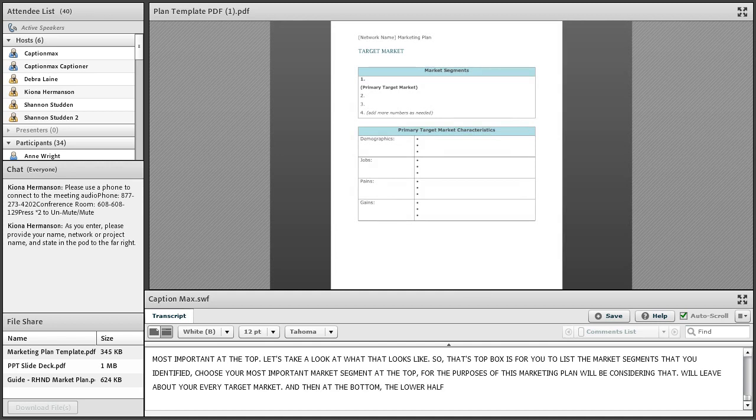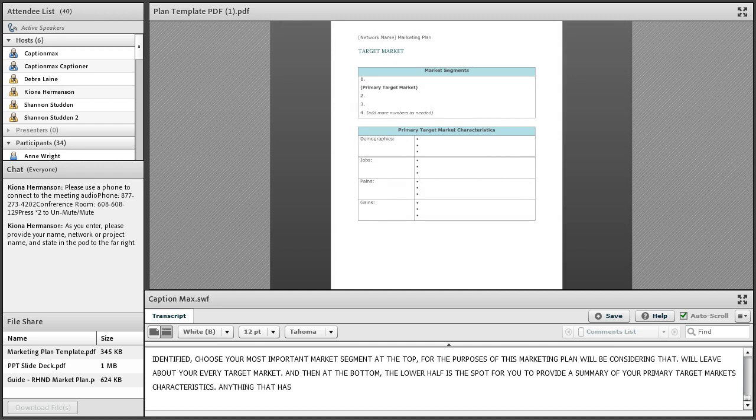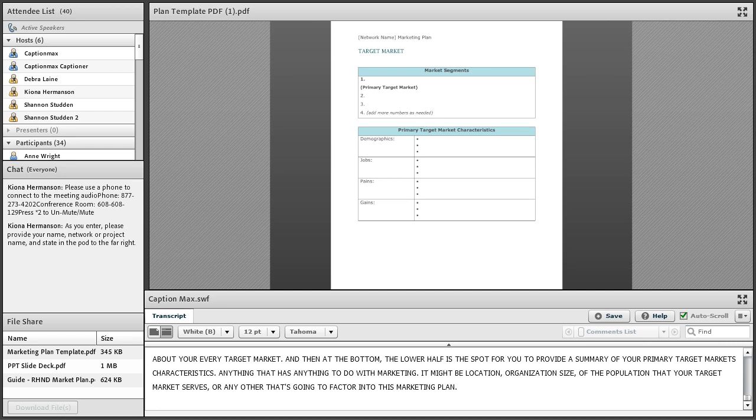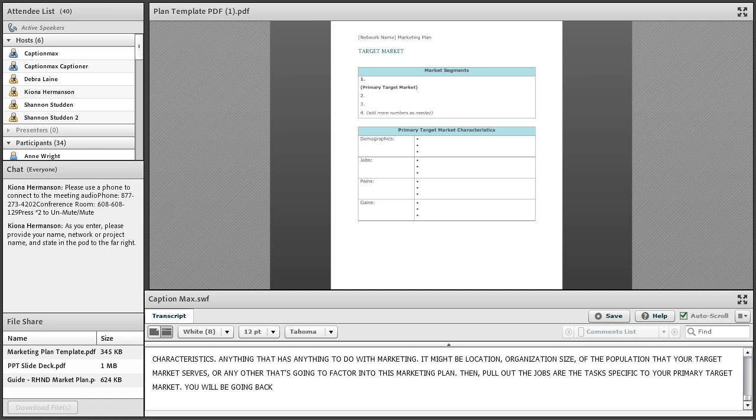So that top box is for you to list the market segments that you identified. Choose your most important market segment at the top. For the purposes of this marketing plan, we'll be considering that your most important market. We'll be labeling that your primary target market. And then the lower half of this page is the spot for you to provide a summary of your primary target market's characteristics. So any relevant information, anything that has anything to do with marketing. It might be location, it might be organization size, it might be the population that your target market serves, any other important information that's going to factor into this marketing plan.